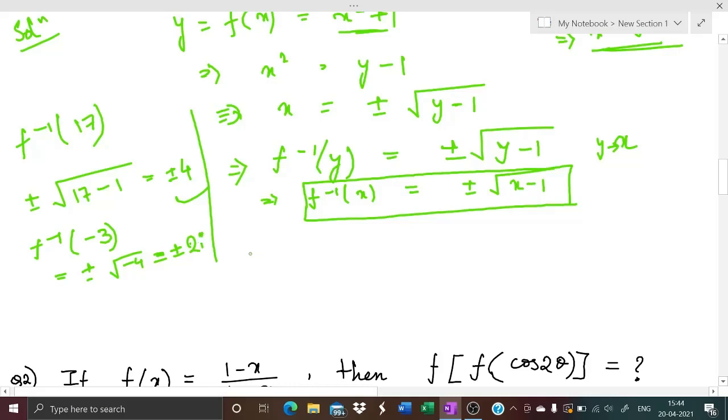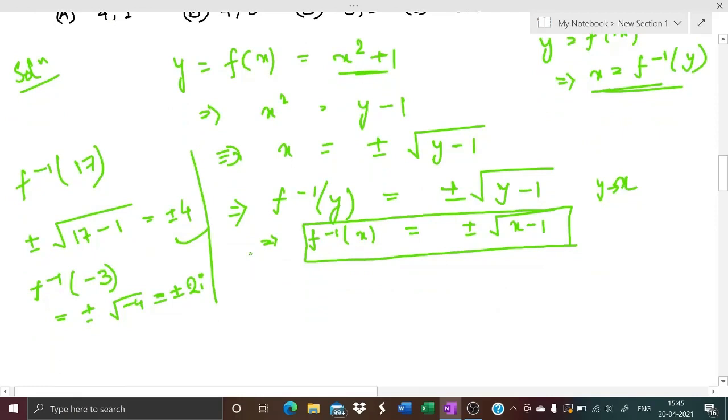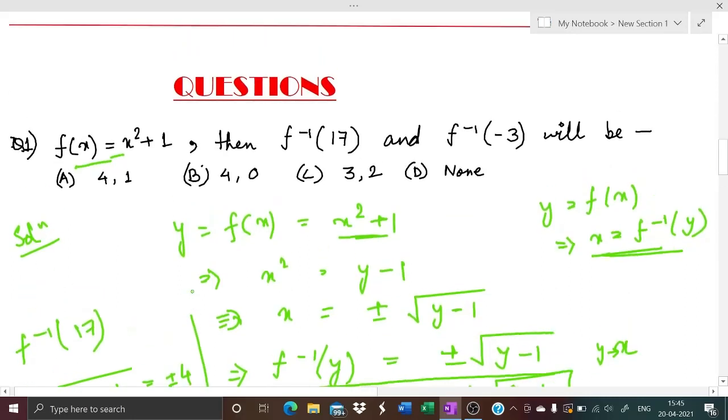number. And since in this question it is not defined whether the function is a real valued function or not, it can happen. Okay, this is not false, this can happen. A value can come like this. So we will see the options that are given: 4, 1, 4, 0, 3, 2. None of these are matched, so the answer would be none.